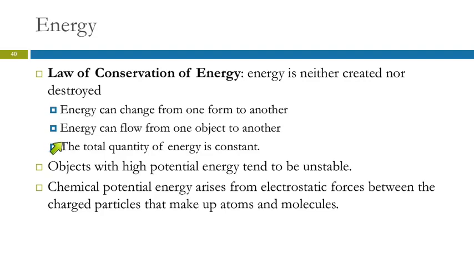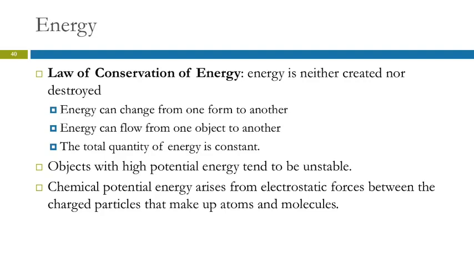Energy can flow from one object to another. If you put your hand on a hot stove, the thermal energy from the stove is going to go into your hand. It's going to be uncomfortable. But the total quantity of energy is constant. Just like with that weight sitting on top of the building, objects that have high potential energy tend to be unstable, and they will change in a way that causes their energy to become lower.